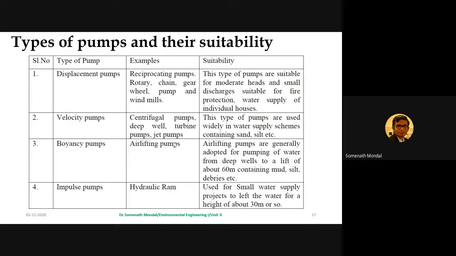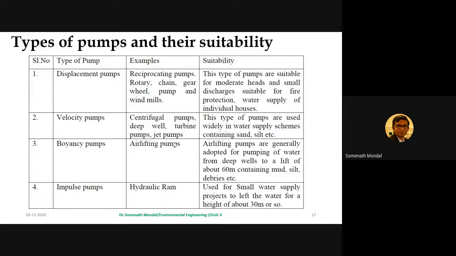Now with this, we'll move and we'll talk about those pumps which are commonly used. So the type of pumps and their suitability. This is what we are going to use now, because in practice we see these kinds of pumps, and during our practice in the field, we'll come across such kinds of pumps.